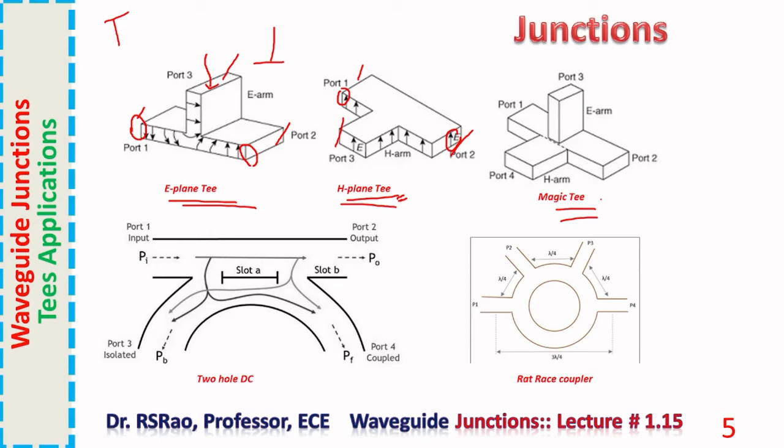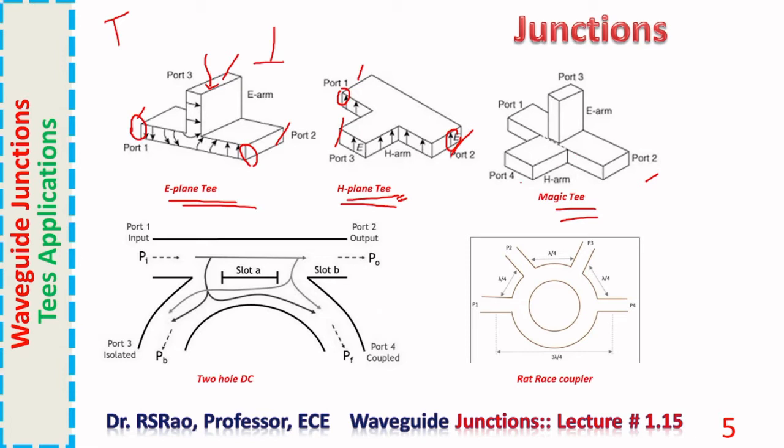Now, in the third diagram, the structure of magic T is illustrated. It is a 4-port device. One can notice it is a combination of E plane T and H plane T. Both are there. When we combine both, the resultant is magic.